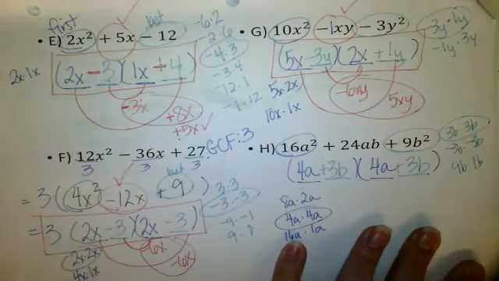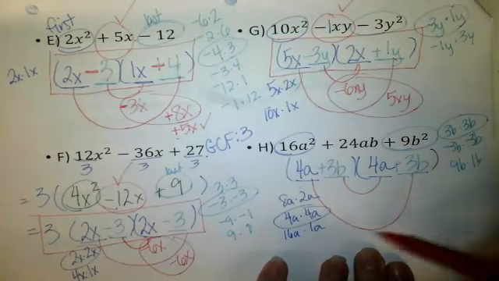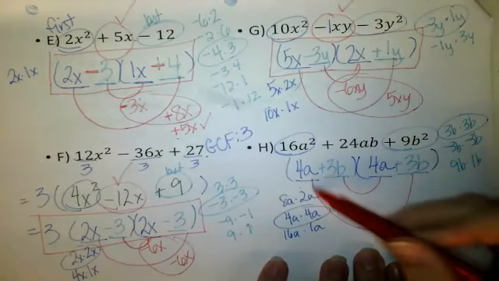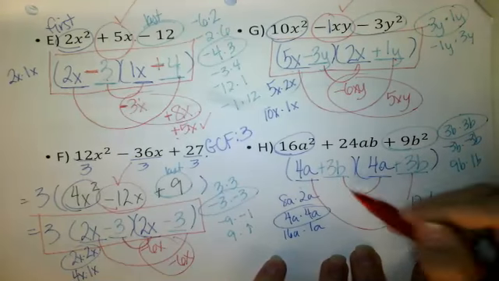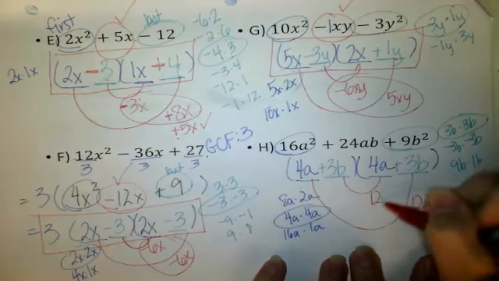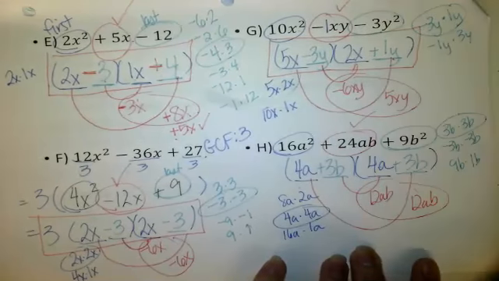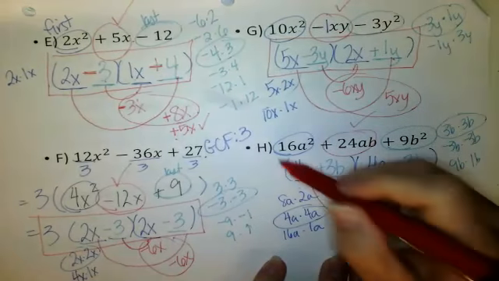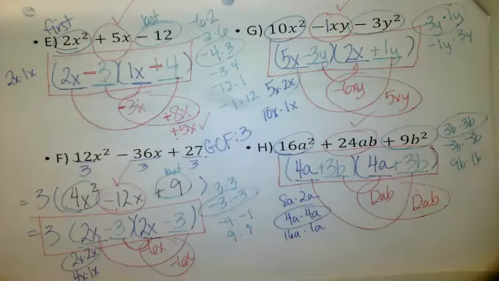How do you know if you did it right? Rainbow. So when we multiply now, what's the outer product here? 12ab. What's the inside product? 12ab and 12ab makes 24ab. Okay. It is literally a guess and check process. Just take a little bit of time. You'll get it.